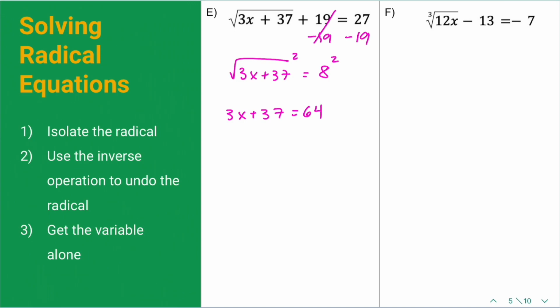Then I can subtract 37 from both sides. So 3x equals 64 minus 37, 27. And I can divide by 3 on both sides. X equals 9.